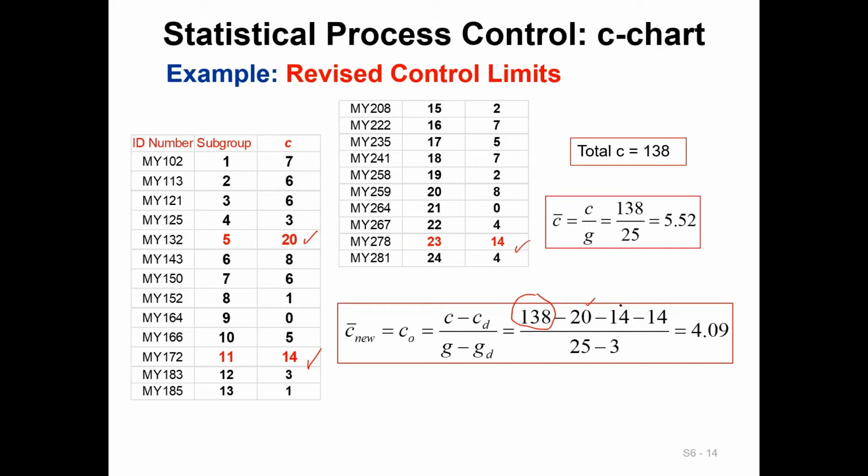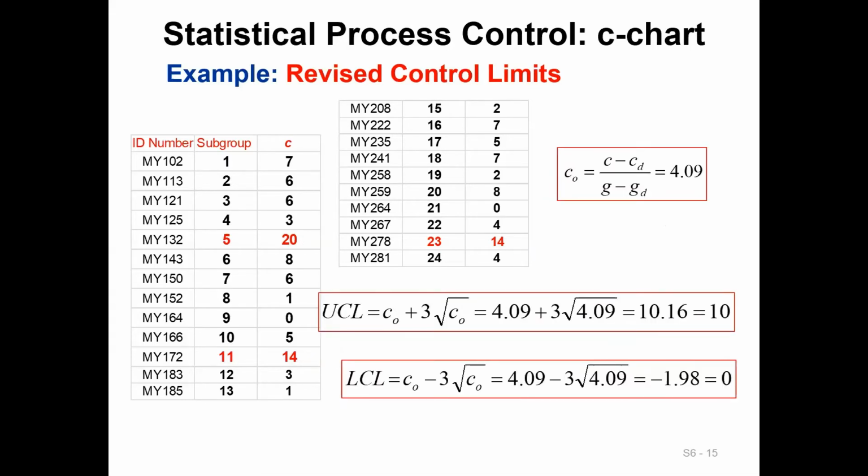So you have to minus these out. And since there are 3 subgroups, there are 3 data points taken out from the total number of non-conformity, the number of subgroups also needs to be reduced by 3, and you will get the new revised center line. And then by using the revised center line, you can calculate the so-called control limits. So you can see here 10.16, you make it 10.